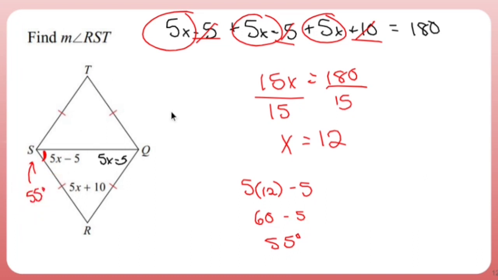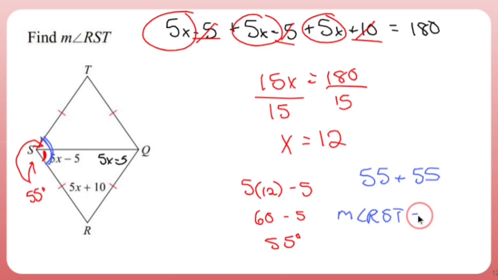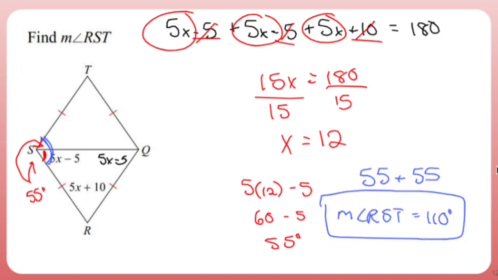Now, since this is a rhombus and this diagonal cuts this guy in half, that means both of these are 55 degrees. And in order to find the whole thing, I take 55 and add it to itself, meaning that the measure of angle RST, which was that whole thing, is 55 plus 55, which is 110 degrees. So this one required you to think outside the box a little bit. Or should I say, think outside the rhombus.